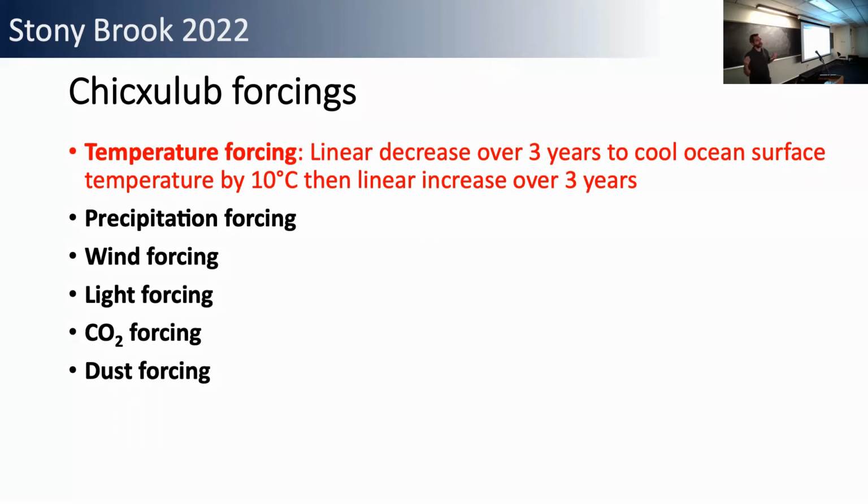So first, we're going to look at the change in temperature. So we decrease temperature linearly over a three-year period to reach ocean surface temperatures of about 10 degrees of cooling, which is in line with our impact winter scenario. And then linearly increase the temperature back to the pre-impact climate state.